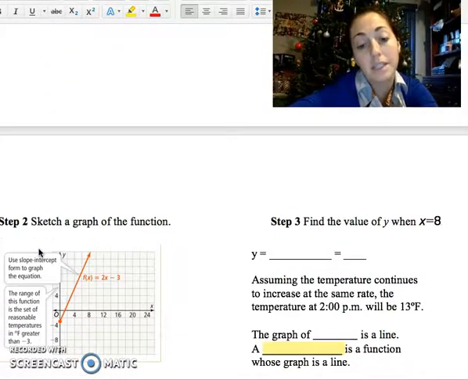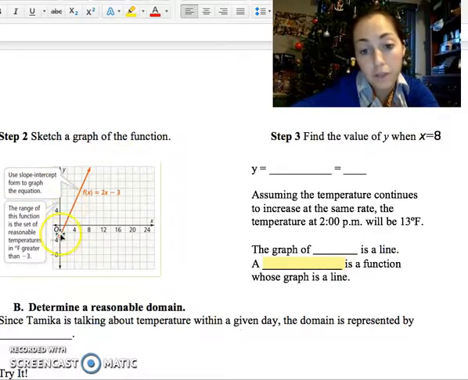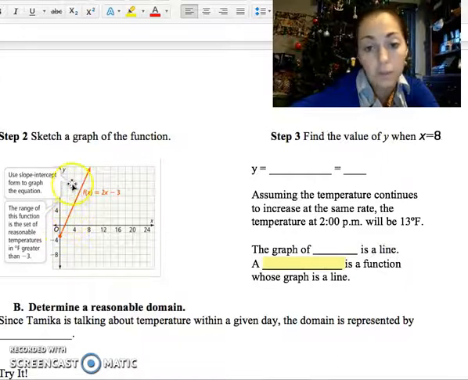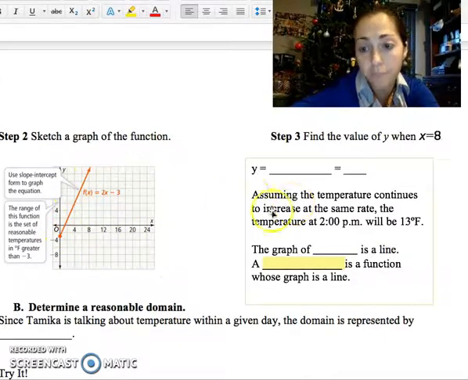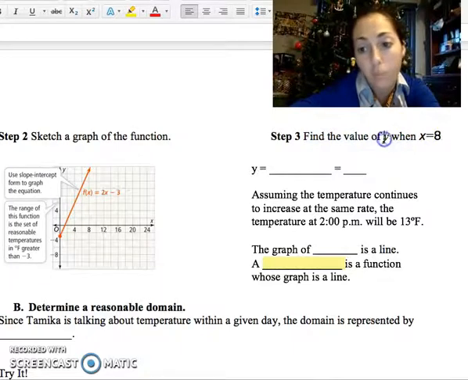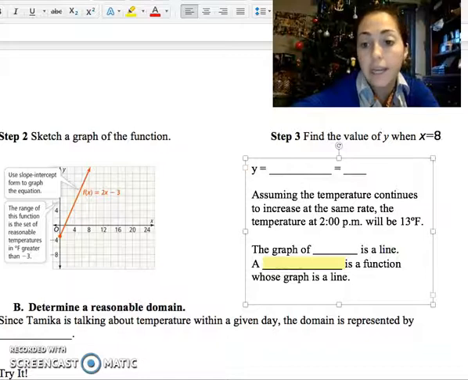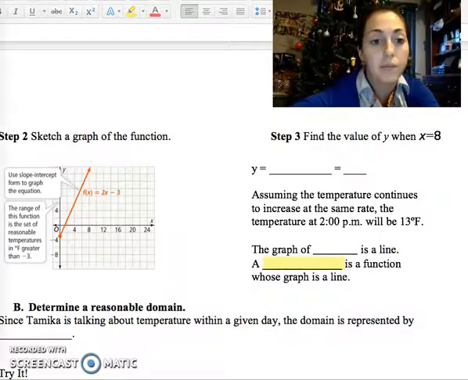On the next page, it says to graph it. Well, hey, look, I already graphed it for you. Start at -3, rise 2, run 1, rise 2, run 1. There's your graph. Now, step 3, sometimes it's going to say, well, what is the value of y when x equals 8? So what we're doing here is we're plugging it right into the equation.